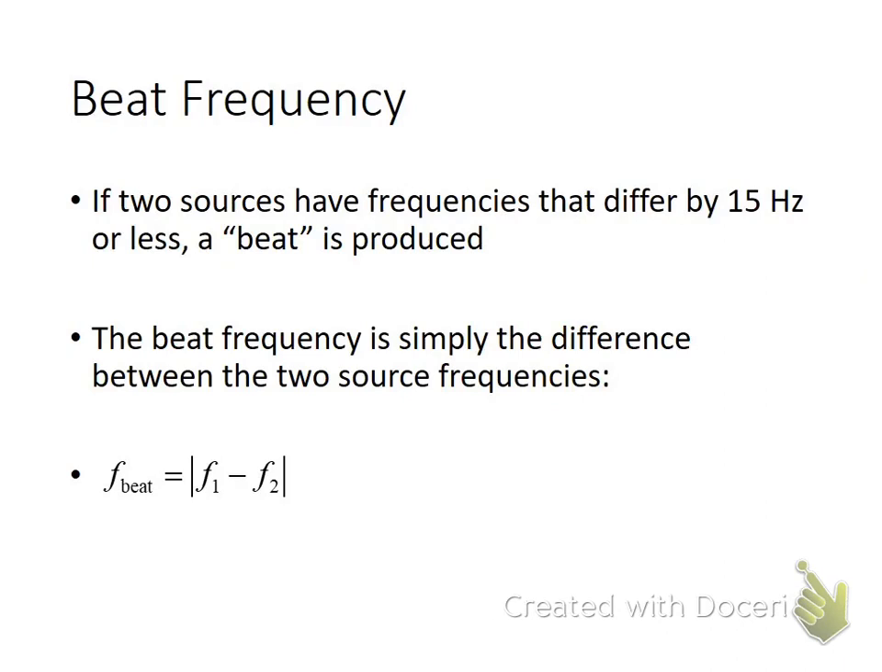We closed off talking about beat frequency and Doppler effect. So if you've got two sources that differ by 15 hertz or less, a beat is produced, and it's simply the difference between the two source frequencies. It's how often it gets quiet and loud again, how often you hear a womp womp womp pattern every second.